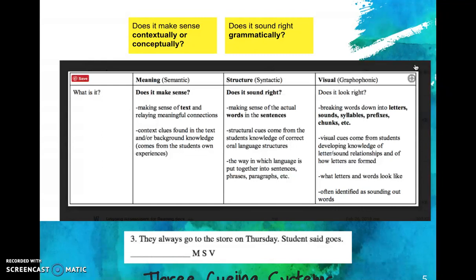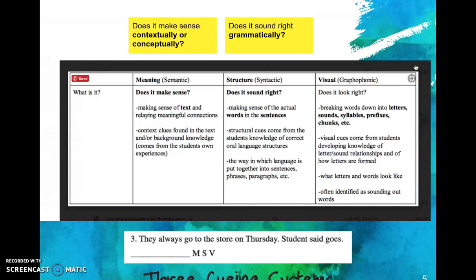One way to help know if syntax is used is to read the sentence out loud to yourself with the miscue the student made. In this case, they always goes to the store on Thursday. Then ask yourself, does that sound right grammatically? In this case, it does not, so S would not be marked. It's important to know, though, that this is a common error that ELLs make using different verb forms.